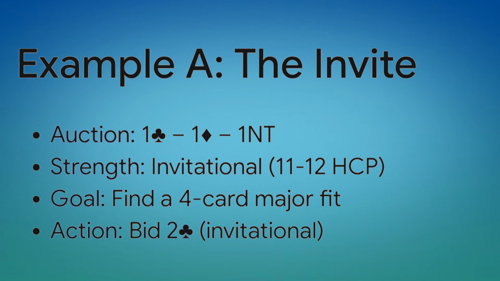So let's say the bidding goes 1 club, you respond 1 diamond, and partner rebids 1 no trump. You're sitting there with, say, 11 or 12 points. You want to invite and maybe see if you have a 4-4 heart fit. What do you do? You just bid 2 clubs. That's your invitational XYZ checkback. It asks your partner to tell you a little more so you can find the absolute best contract.